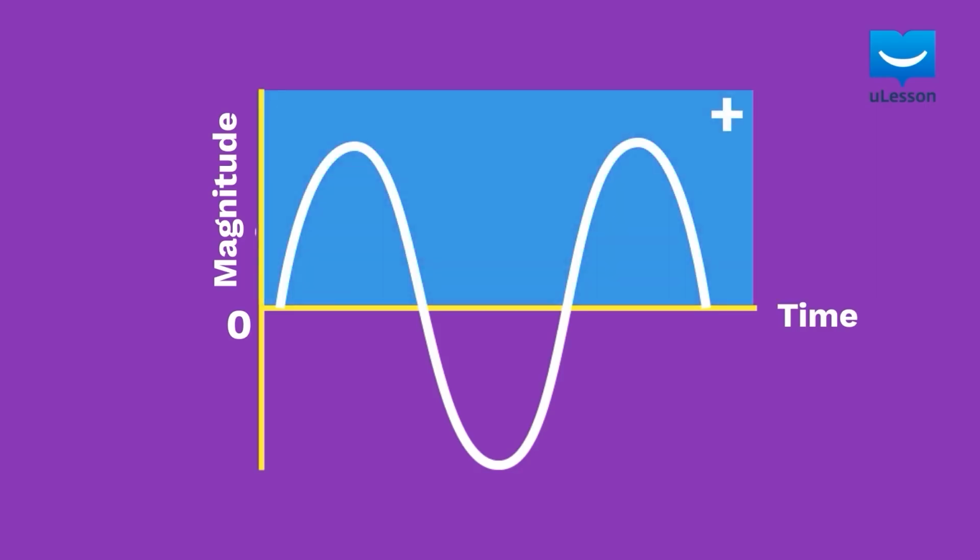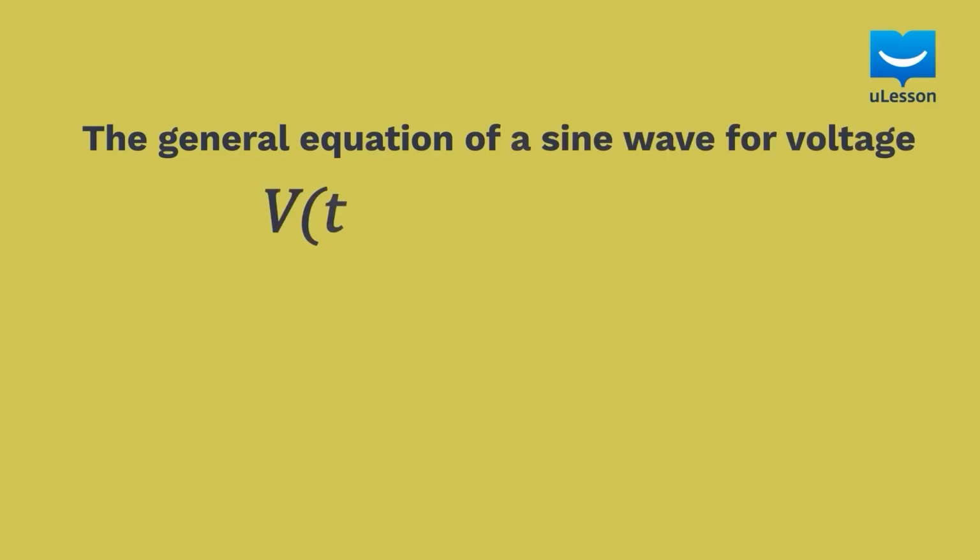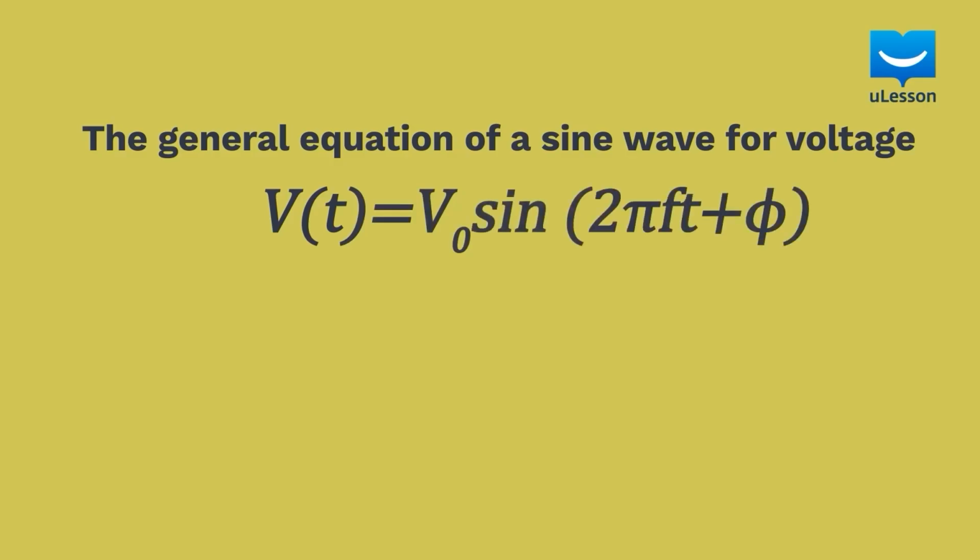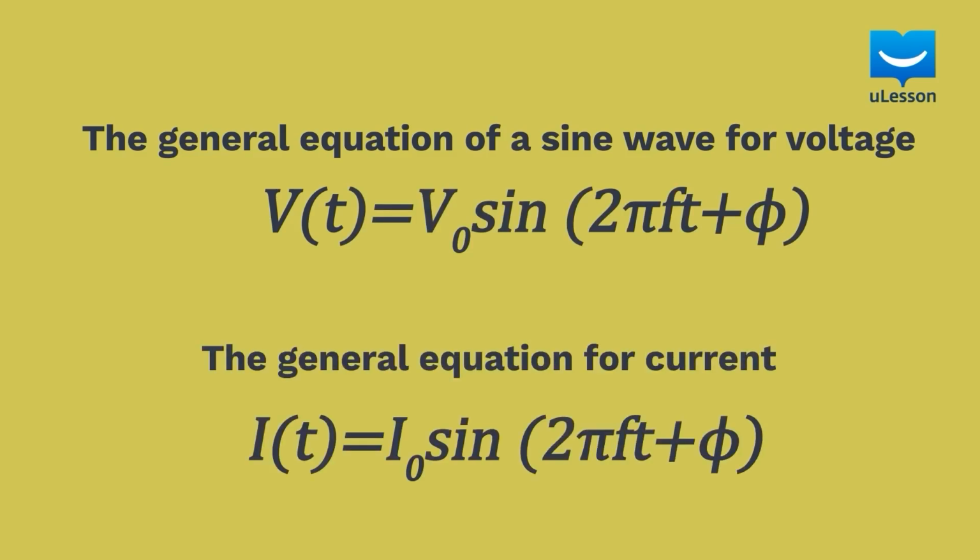The positive half of a cycle represents the positive direction of the current, and the lower part represents the negative part of the current. The general equation of a sine wave for voltage is given by V as a function of time t equal to V naught sine open bracket 2 pi ft plus phi, then close bracket. The general equation for current is similar, with V replaced with I. We'll come back to these equations and what all of these terms mean in subsequent lessons.